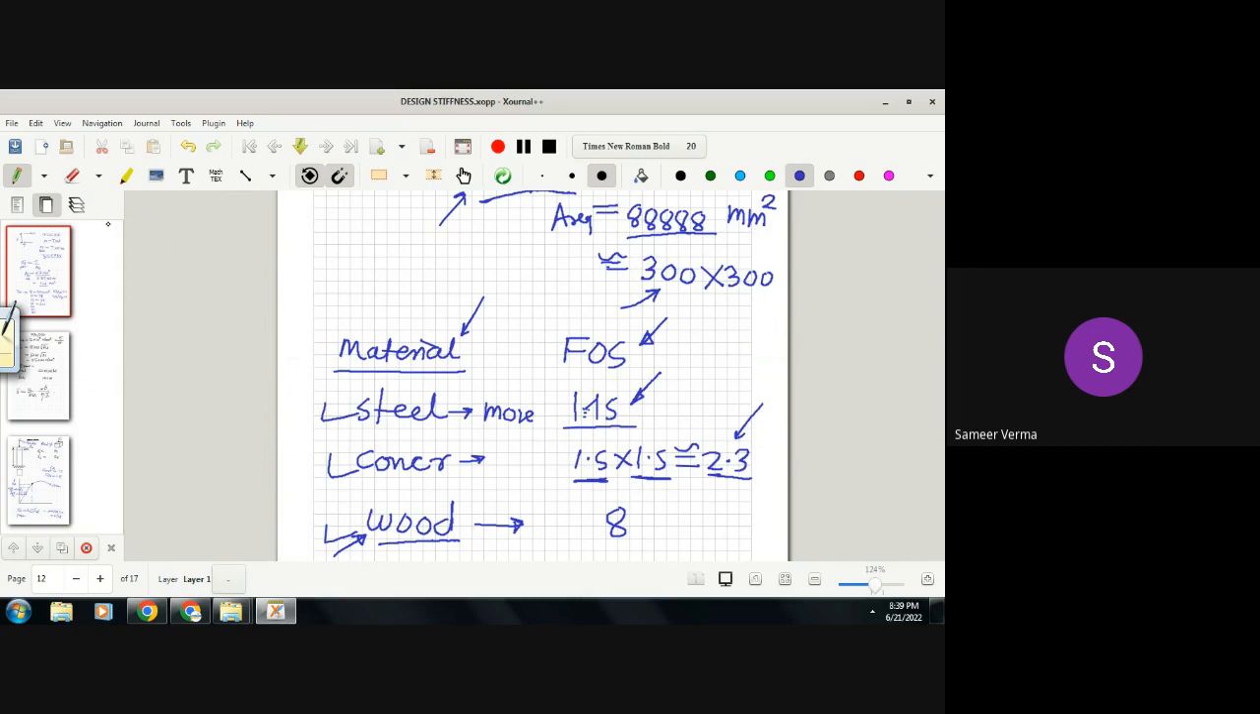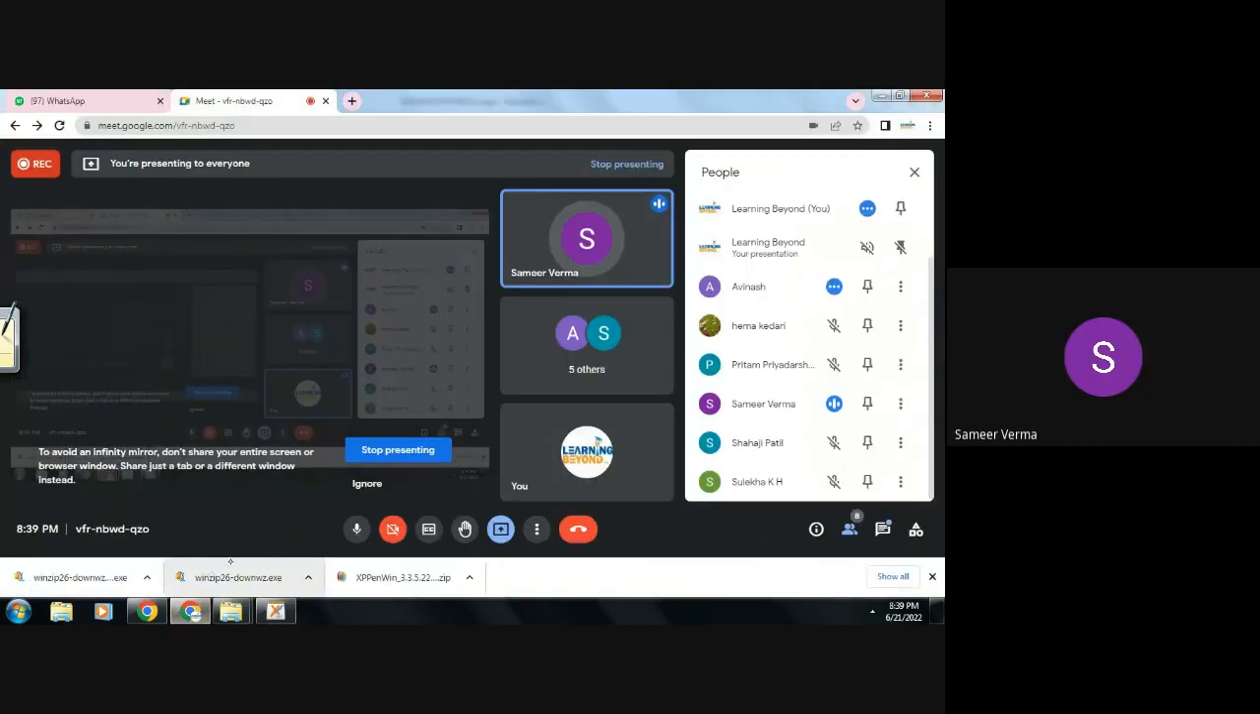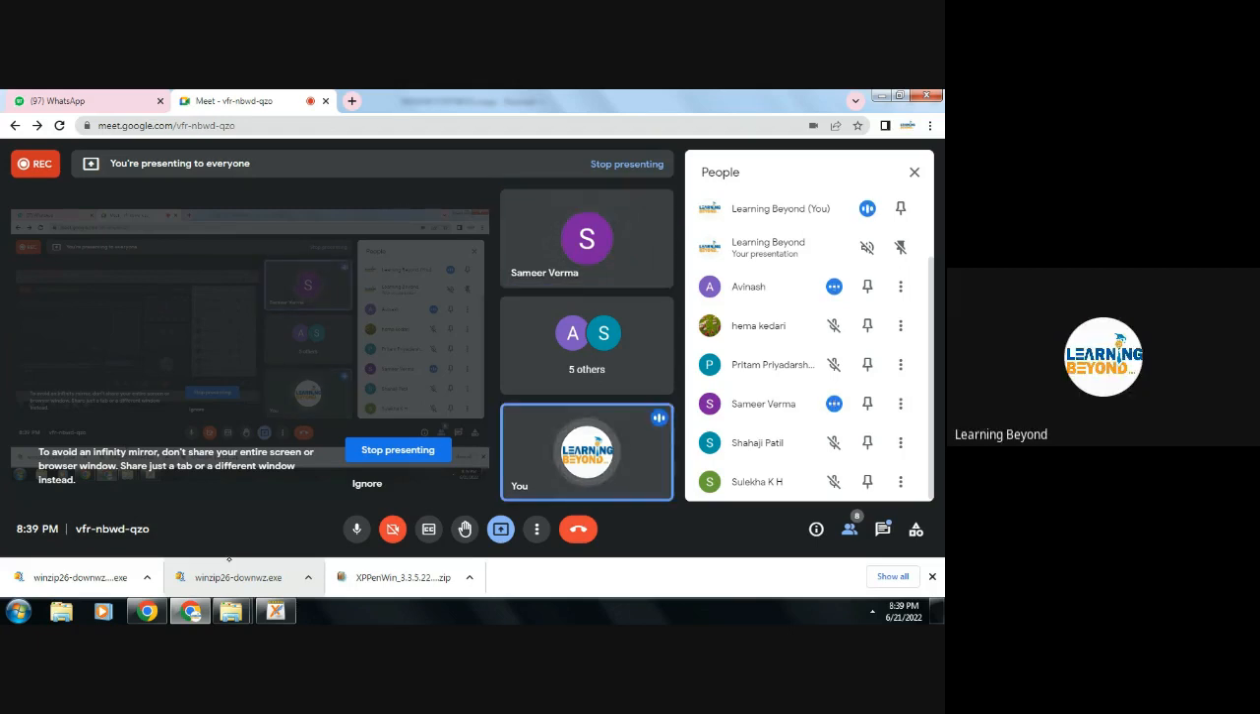Sir, I have a general question. When we design anything, do we use the IS code 100%, or do we sometimes modify or alter it according to the site condition, or is it strictly according to the IS code? Not strictly, because see, the IS code is a recommendation, a guideline. The word is guideline.